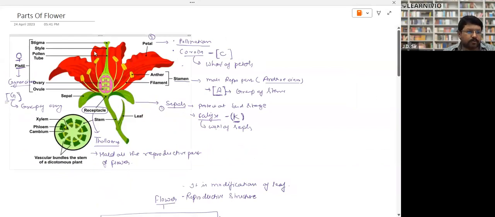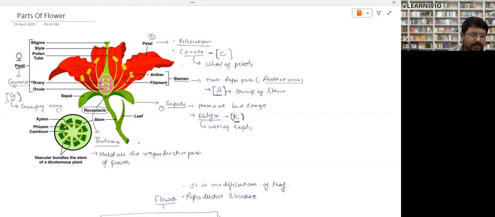Parts of flower. Look. This is the thalamus, right? Receptacle. Here are the sepals. So sepals, they protect the bud stage. This is called calyx.